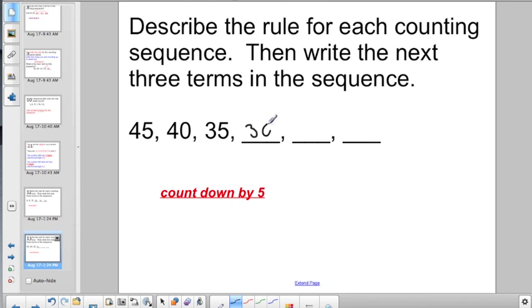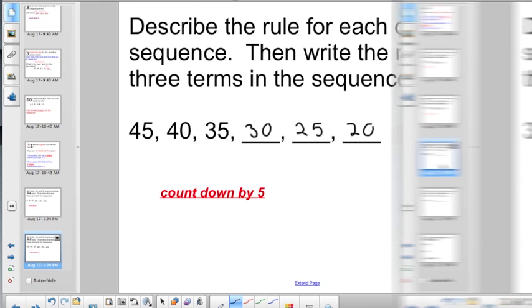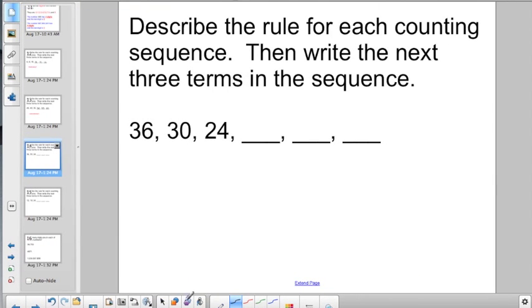Count down another 5. 30 minus 5 more is going to give me 25. And 25 minus 5 more is going to give me 20, right? I think everybody basically understands that, don't you? Let's go ahead and try one more like this, okay?